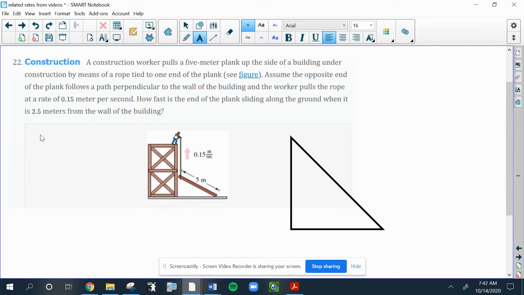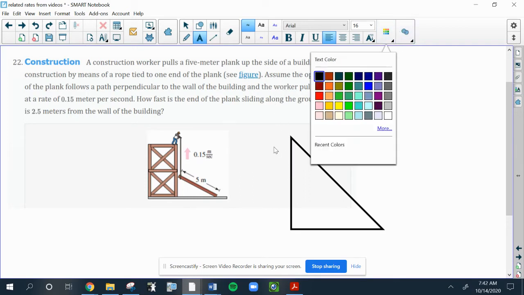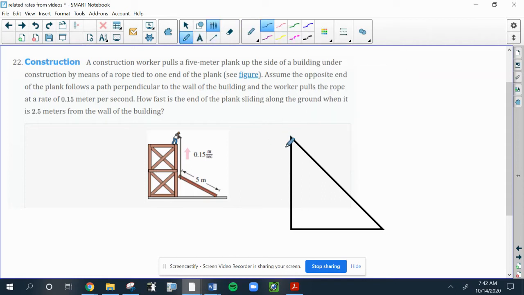The worker's pulling the rope up at a rate of 0.15 meters per second. So that means this point is changing, which means this whole side is changing. So this side right here is getting bigger at this rate. Then this also forces this side, if you're pulling this plank up, to get smaller at a certain rate.